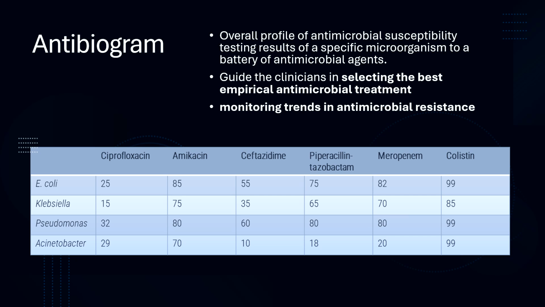What is an antibiogram? It is an overall profile of the AST, that is antimicrobial susceptibility testing, of a specific organism over a battery of antimicrobial agents, as mentioned in this tabular format. This is prepared by the microbiology department. Every year they have to prepare and distribute it to the clinicians. What is the function of the antibiogram? It guides the clinician in selecting the best empirical antibiotic based on susceptibility testing, and it is also helpful for monitoring the trends of antimicrobial resistance.